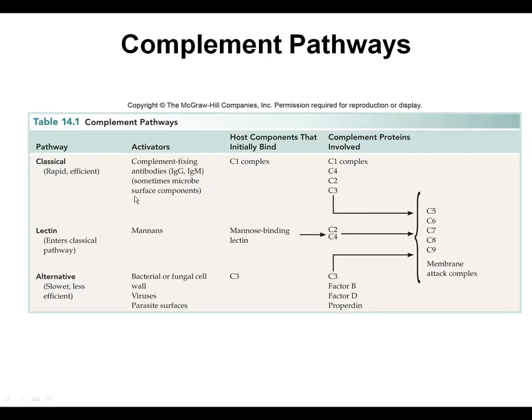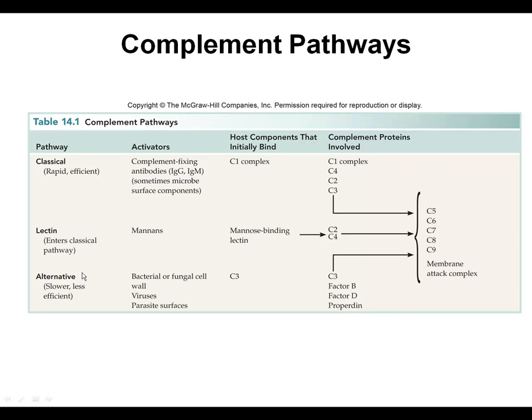If we look at the classical pathway, its activator is some sort of antibody that binds to the cell and initiates it at the very beginning at what we call the C1 complex. The lectin pathway starts a little later down the line. It's activated by molecules called mannans. These mannans bind to mannose-binding lectin, which then initiates the complement proteins, which end up going to the final process of putting the holes in the membrane.